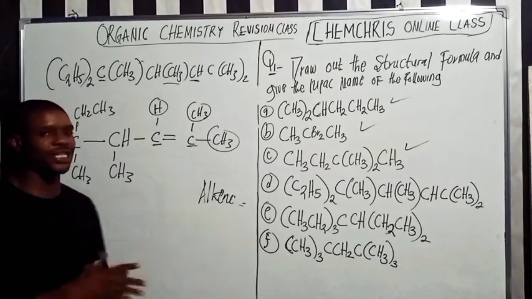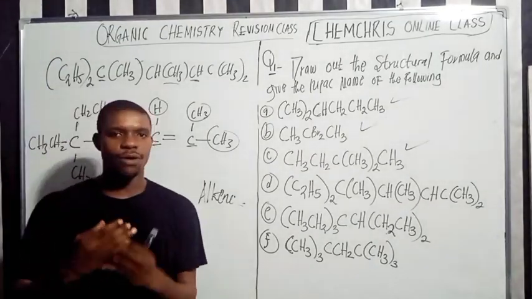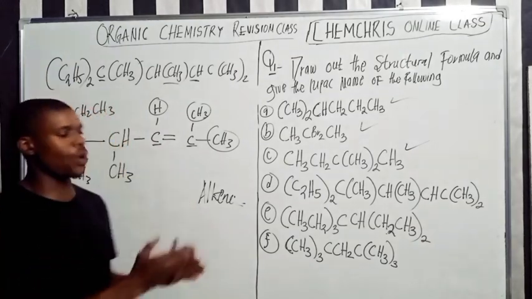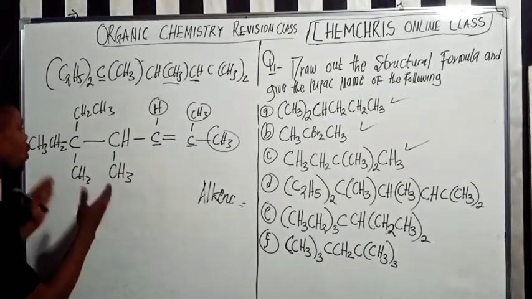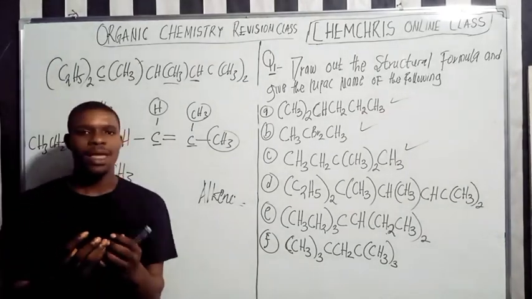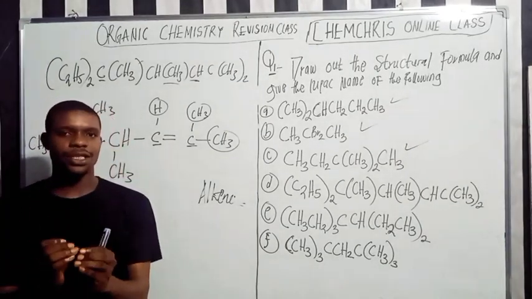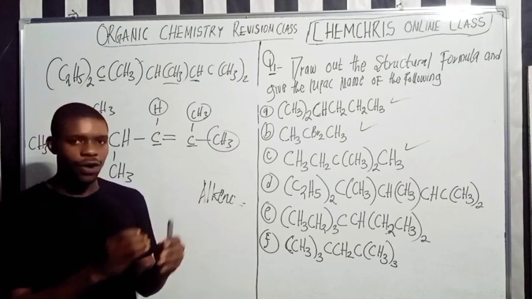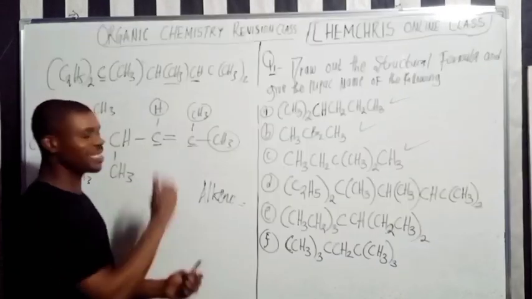So the parent chain is the chain that contains the highest number of carbon atoms. When you are naming an organic compound, this is like a complex structure. When you are naming an organic compound like this, the first thing you want to do as an organic chemistry student is to figure out the longest continuous carbon chain that contains the what?